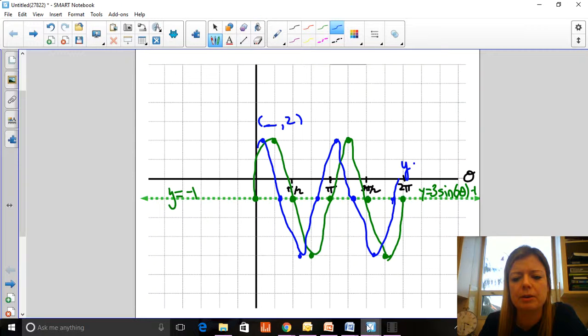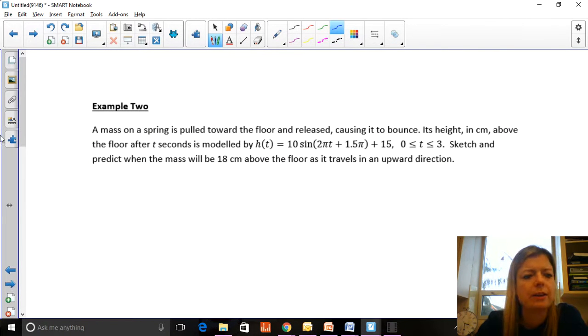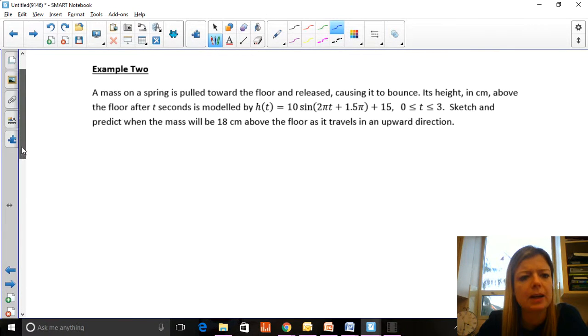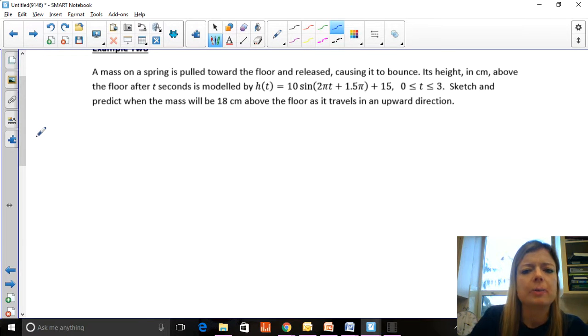Going back to the notes, I'm going to go to the final example here, which, there's a lot to take in here. A mass on a spring is pulled toward the floor and released, causing it to bounce. Its height in centimeters above the floor after t seconds is modeled by this formula.